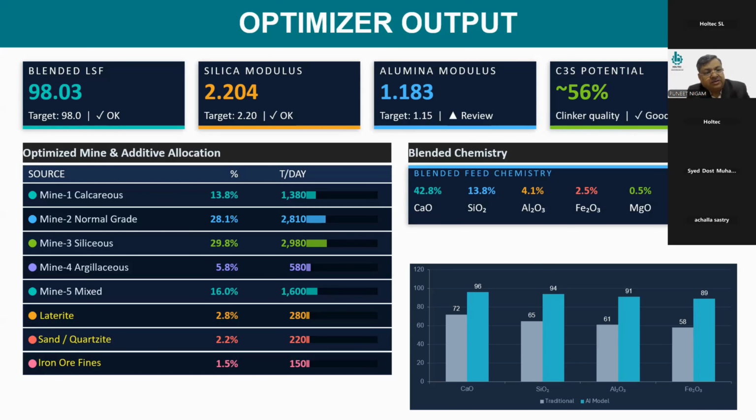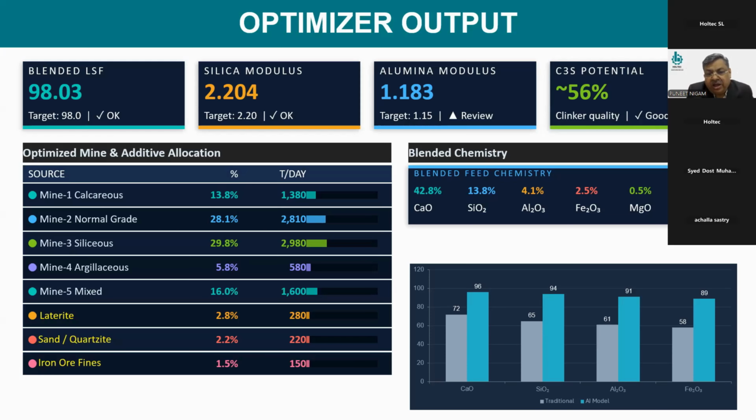In this optimizer, mine and additive allocations, we can see the material on the left-hand side. In the second row, second column, we can see what percentage of material is being used, what the tonnage is in terms of per day or per pile or whatever, and what blend chemistry it is showing.